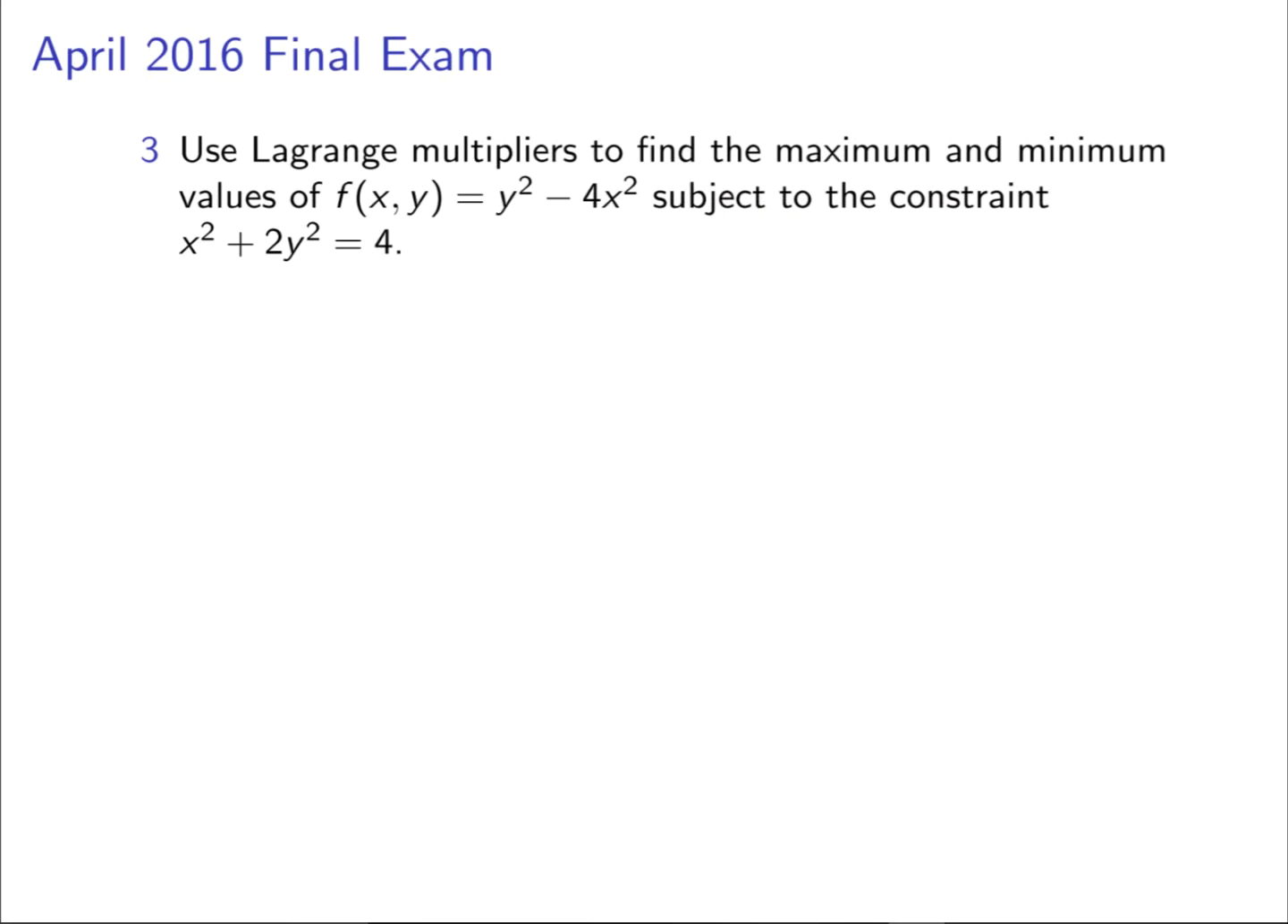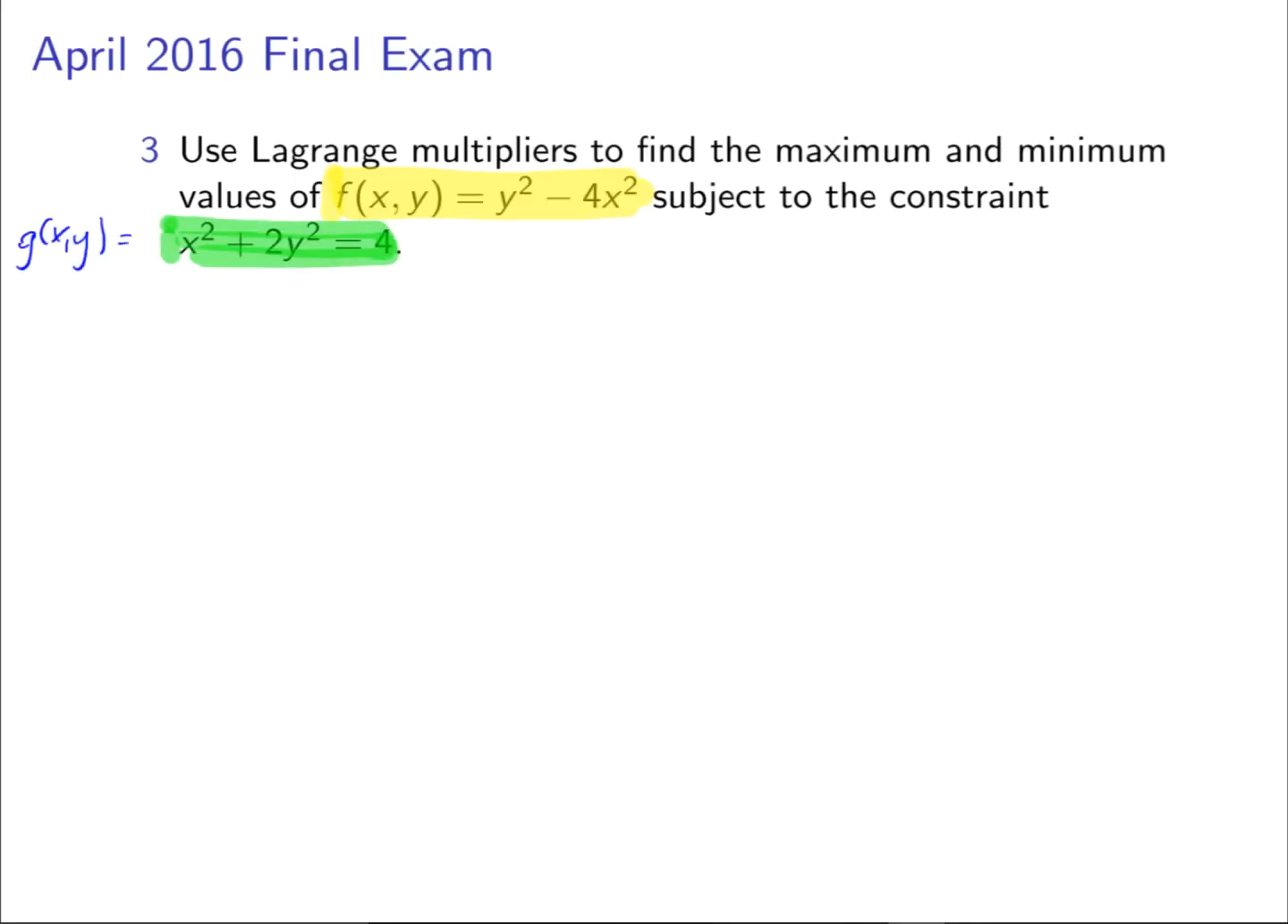The objective function is what we want to find the max and min of. The constraint function is our constraint. In this case, that's x squared plus 2y squared, and it needs to be equal to the constant 4. So we start by setting up our equations. The third one is just our constraint. F sub x is minus 8x, and f sub y is 2y. G sub x is 2x, and g sub y is 4y.